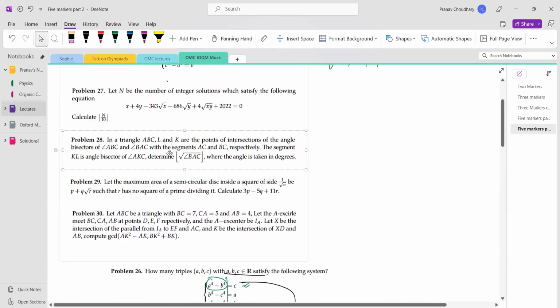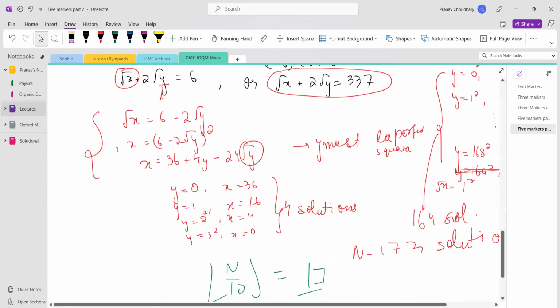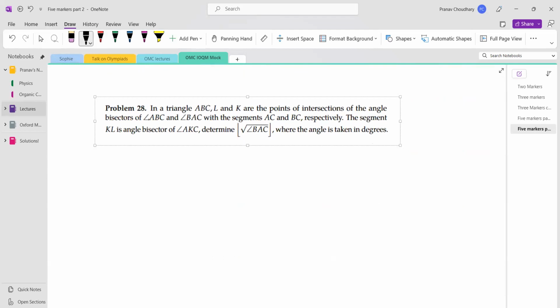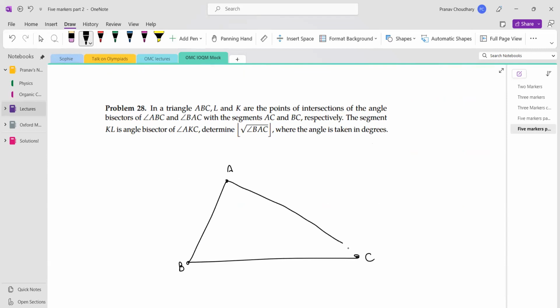Let's move on to the third question of this video. Problem number 28. In triangle ABC, L and K are the points of intersection of the angle bisector of, okay, I'll draw. Angle bisector of ABC, so this is L, and BAC, this is K. The segment KL is the bisector of angle AKC. Determine this.